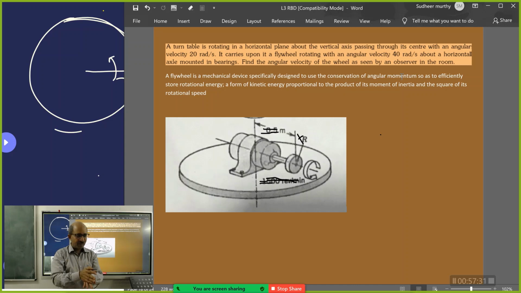Now the same way: the angular velocity is towards you for the flywheel, and the flywheel itself is moving on the table like this. Up? Okay, up. So the resultant is like this.